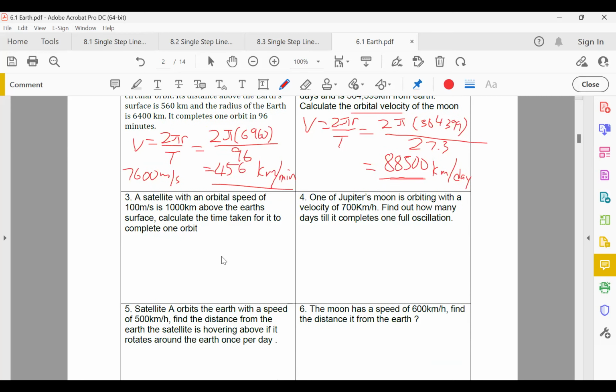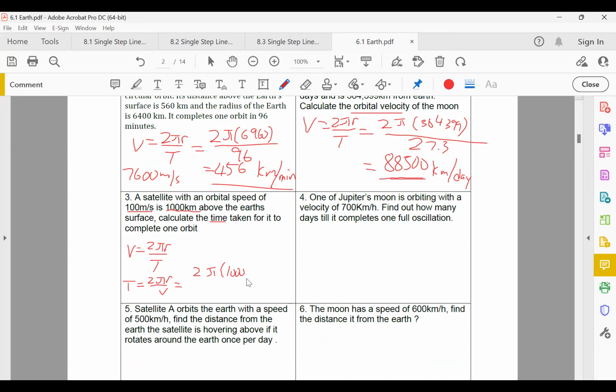Okay, then question number 3 is the same thing also. Right now, this one is km and this one is speed. They're asking you for the time taken. V equals 2 pi r over t, then t will be 2 pi r over v. In this case, it will be 2 times pi times 1000 divided by... Oh, this one you have to change. This one you have to change.